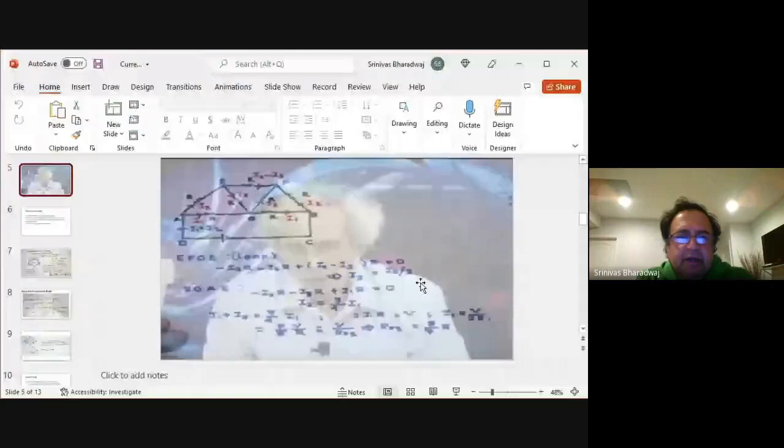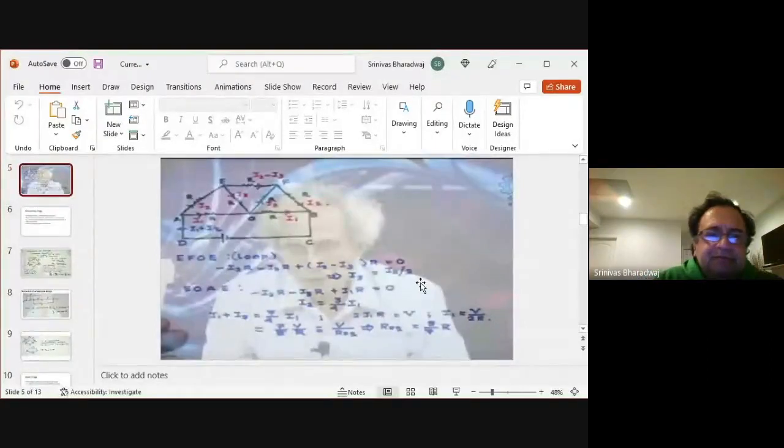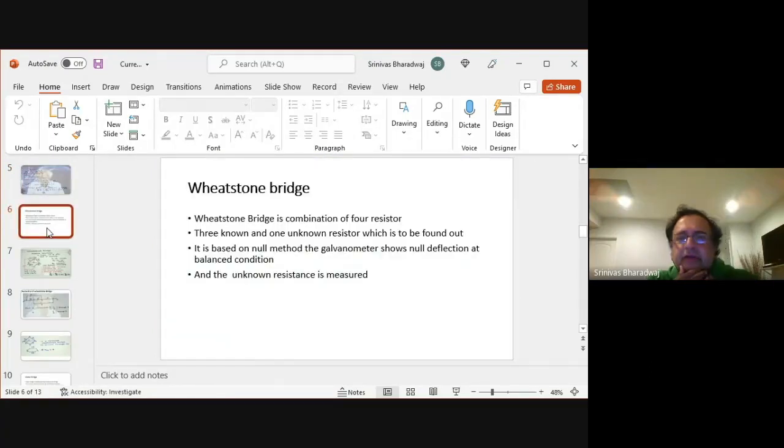Hi students. So today we will first begin with direct current electricity. Then we will wind it down, and then we will go to magnetostatics today. With respect to direct current electricity, the last idea that we discussed deals with the Wheatstone bridge.